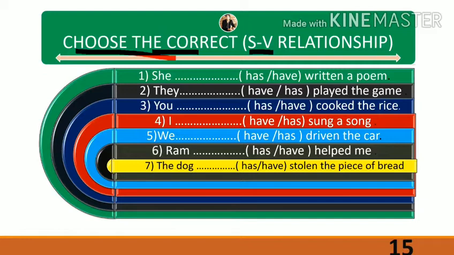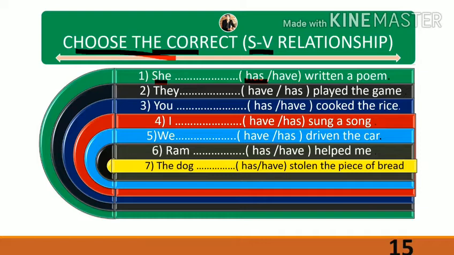Now come to the first example. There is a use of she. She is third person singular, and we have seen where we make use of has and have. So we already know that she is third person singular, and with this we will make use of has. And there is also written a poem. So you can complete the sentence: She has written a poem. Present perfect.